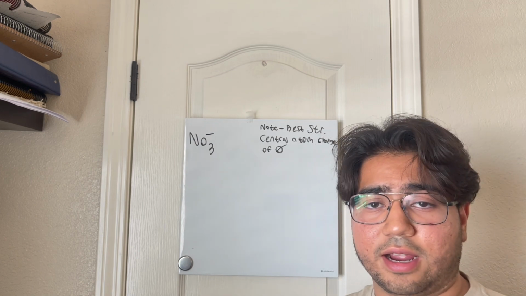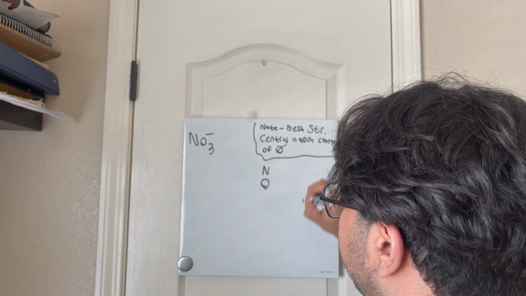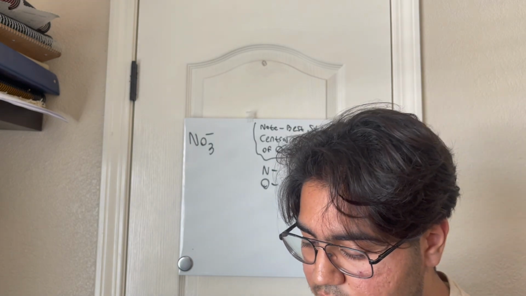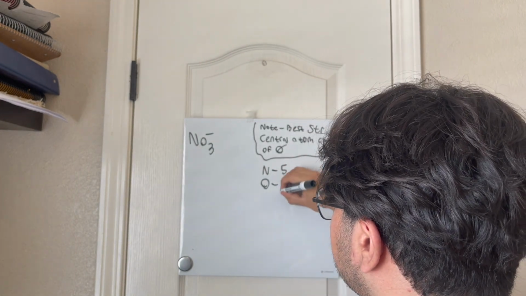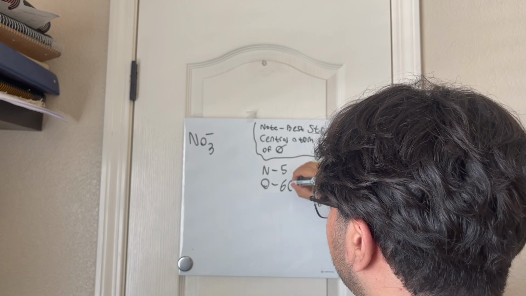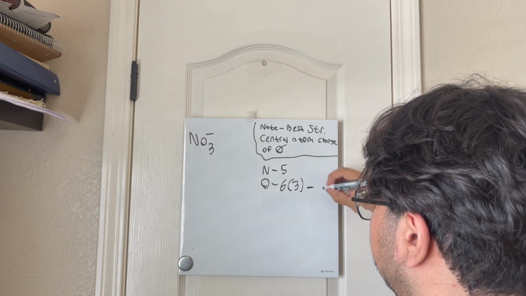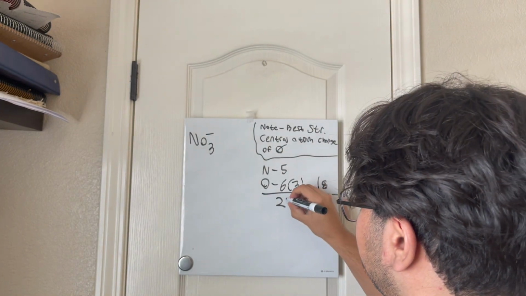Now let's go ahead and count the total valence electrons. Nitrogen, we have 1, and we have 3 oxygens. Nitrogen wants 5, and oxygen wants 6, but we have 3 of them, so we have to multiply by 3, which gives us 18. Okay, 18 plus 5 is 23.